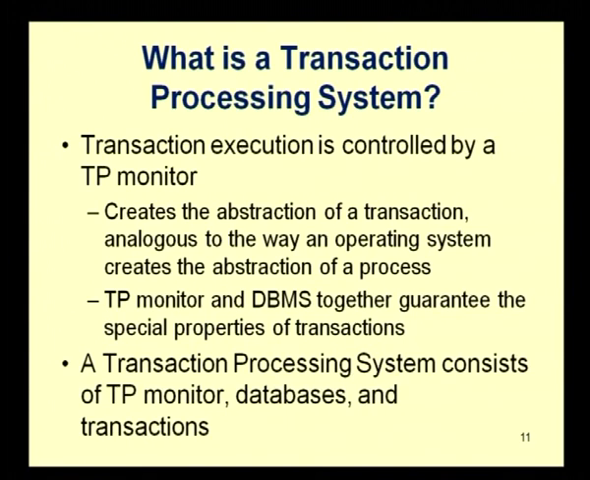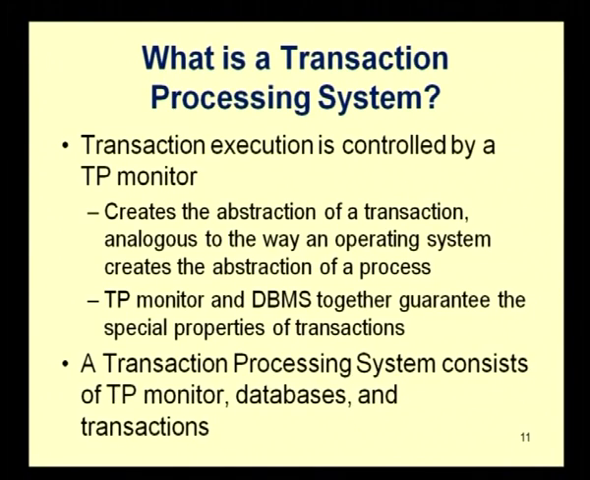Now, let us look at what is a transaction processing system. A transaction execution is controlled by what is called a transaction processing monitor. This creates the abstraction of a transaction, which is analogous to the way an operating system creates the abstraction of a process. The transaction processing monitor and the database management system together guarantee the special properties of a transaction. Now, let us just revise what the special properties of a transaction are.